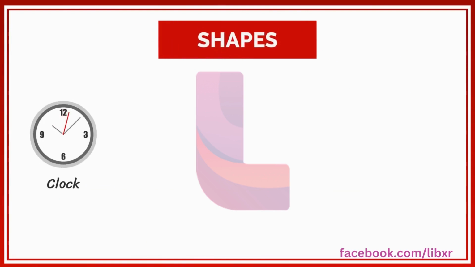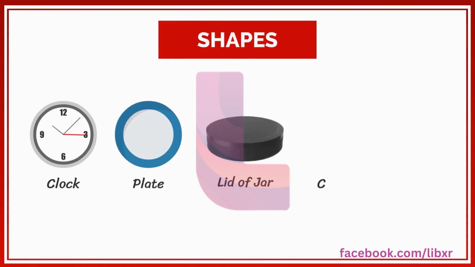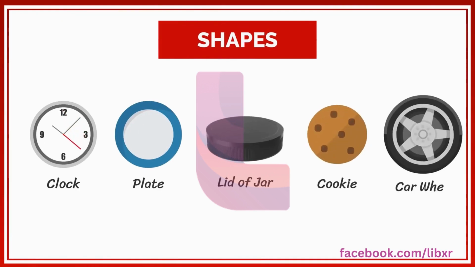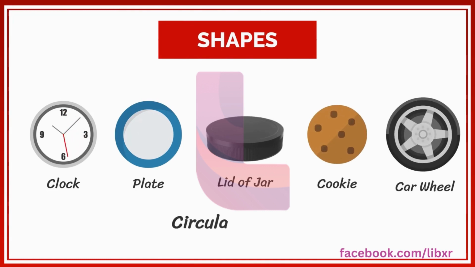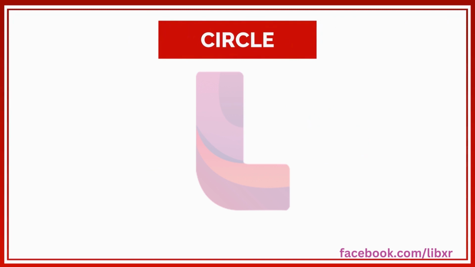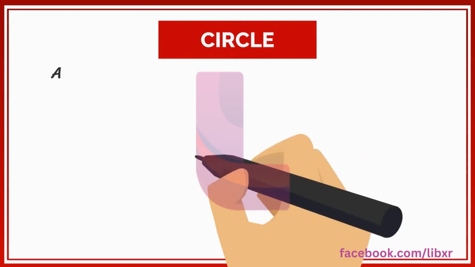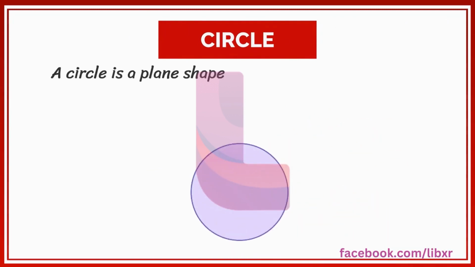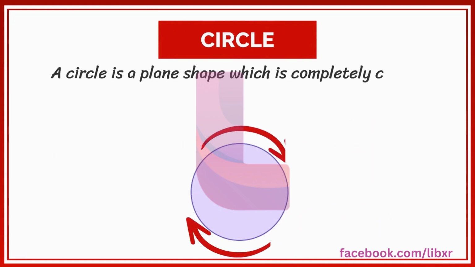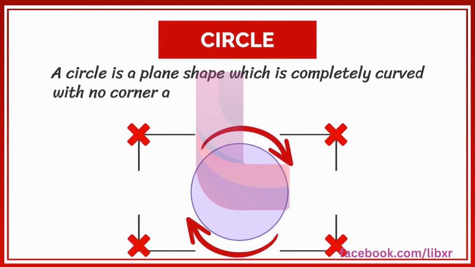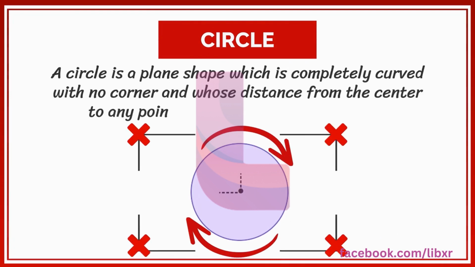The clock, the plate, the lid of a jar, the cookie and the car wheel. They are all circular in shape. But what is a circle? A circle is a plane shape which is completely curved with no corner and whose distance from the center to any point of the boundary is the same.